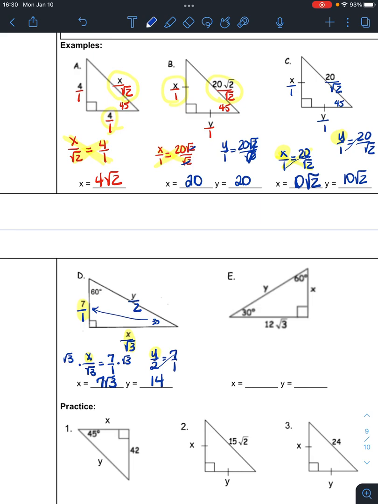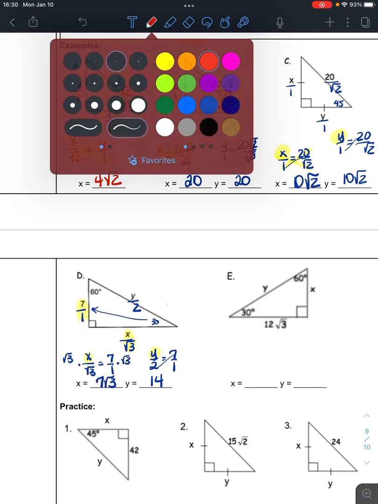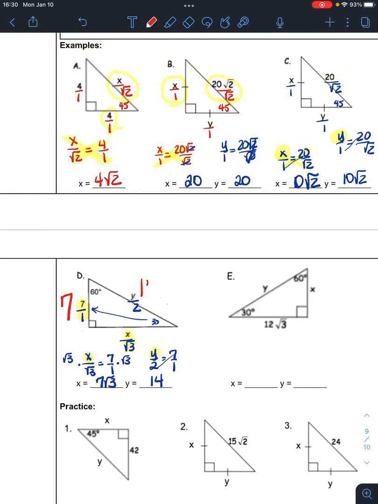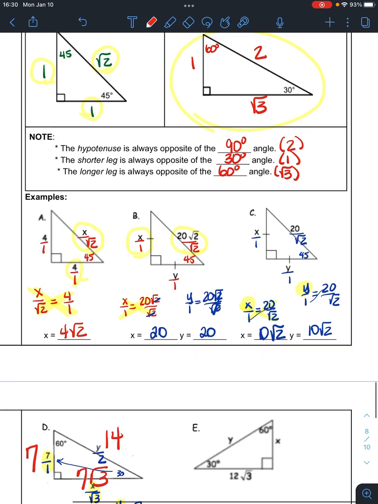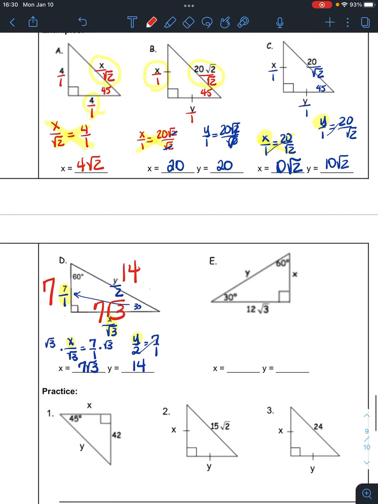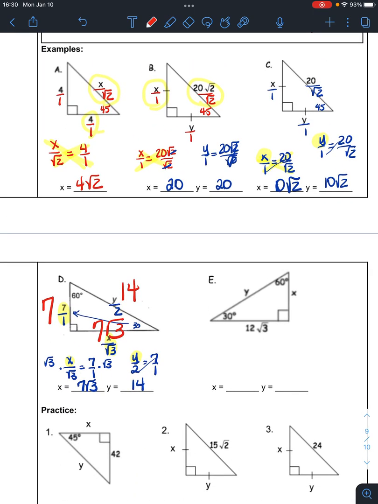Now, notice, if you go back and put these numbers in, this side was 7, this side is 14, and this side is 7 root 3. That's the pattern we had. We had our 7, we had our root 3, and we had our 2. So we said that the short leg times 2 is always the hypotenuse, and the short leg times root 3 is always the long leg.